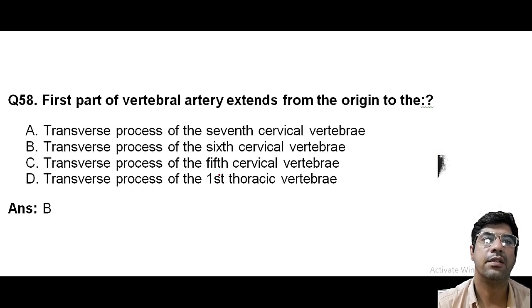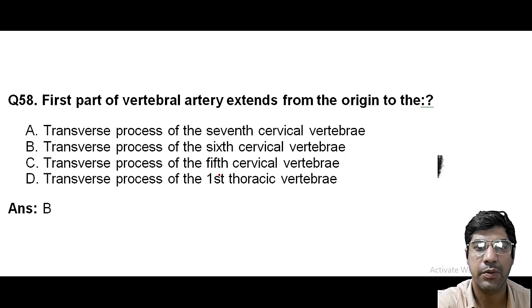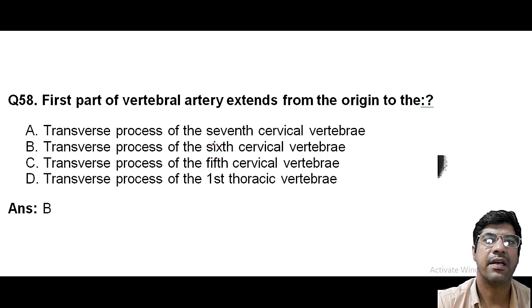Moving to the next question, the first part of the vertebral artery extends from its origin to... the answer here is B. The first part of the vertebral artery originates from the subclavian artery and extends to the transverse process of the sixth cervical vertebra.